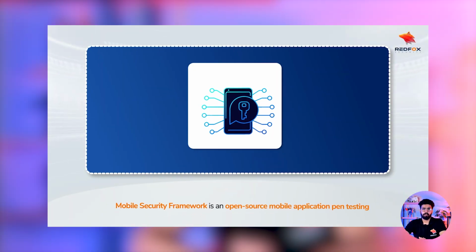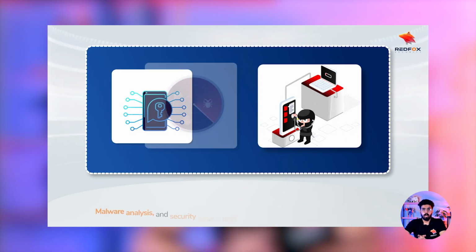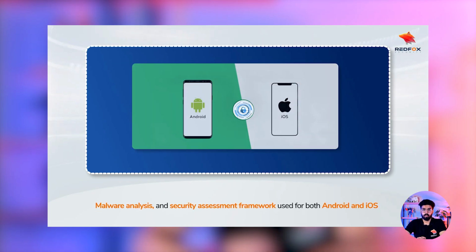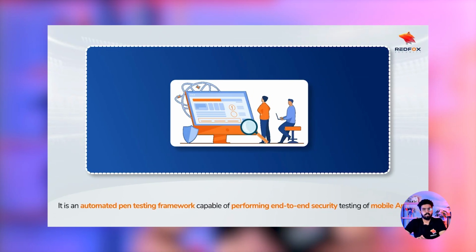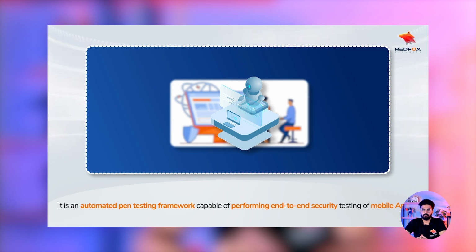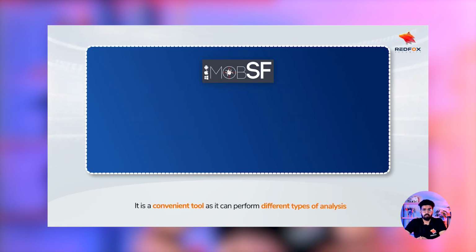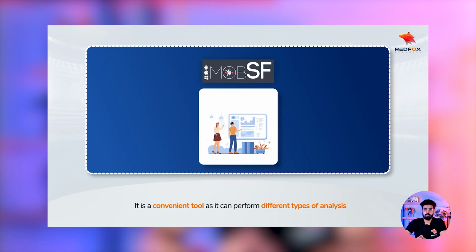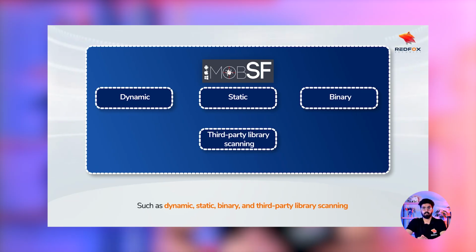In this video, let's take a look at the third tool, MobSF. Mobile Security Framework is an open source mobile application pen testing, malware analysis and security assessment framework used for both Android and iOS. It is an automated pen testing framework which is capable of performing end-to-end security testing of mobile apps. It is a convenient tool as it can perform different types of analysis such as dynamic, static, binary and third-party library scanning.